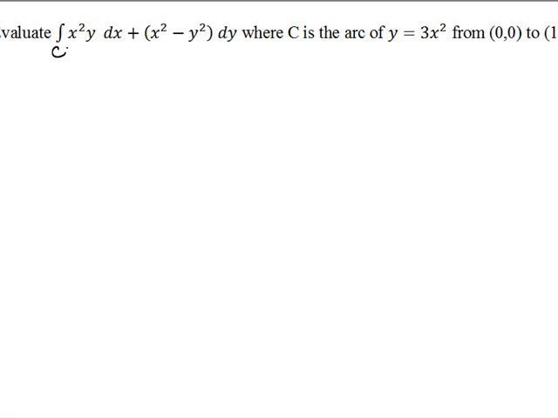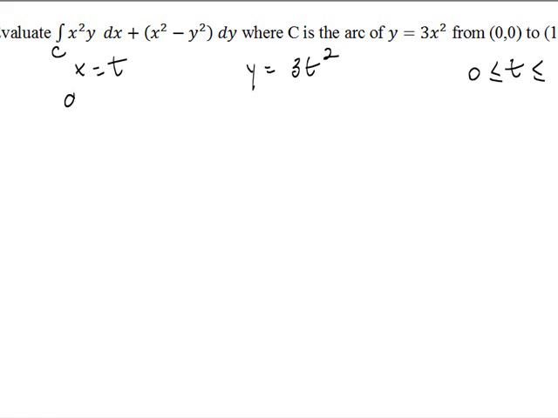It's very easy to parameterize a curve. y equals 3x squared. You just let x equals t, that's all, and y equals whatever the curve is, 3t squared. Now the important thing is to put the right range of values for t. What is the lower value? What will give you the first point? 0. What will give you the second point? 1.